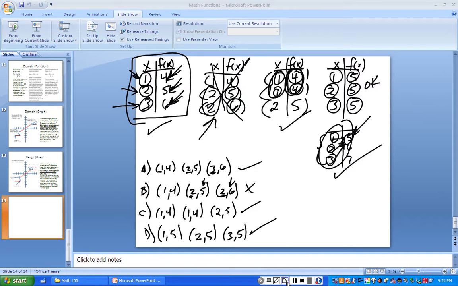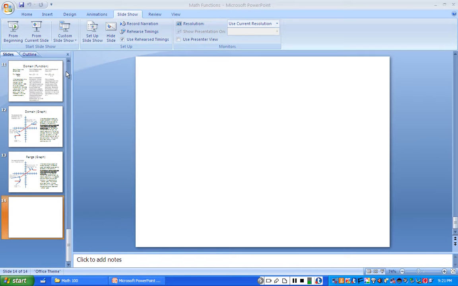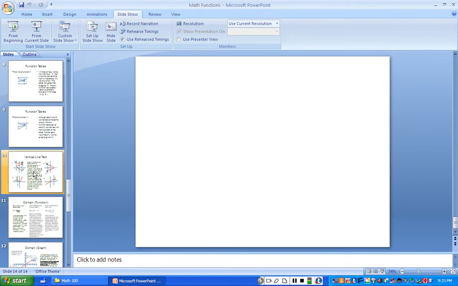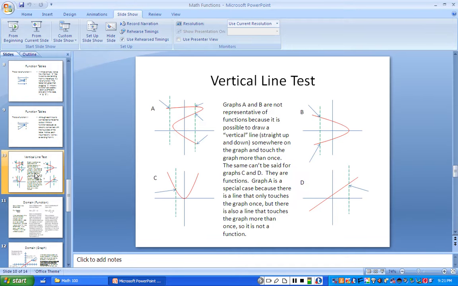Alright, so now we've looked at different tables to determine whether or not what we're being given represents a function or not. So now what we want to do is determine whether or not, when we look at a particular graph, that graph represents a function. Alright, and when it comes to looking at a graphical illustration, we use what's called the vertical line test.